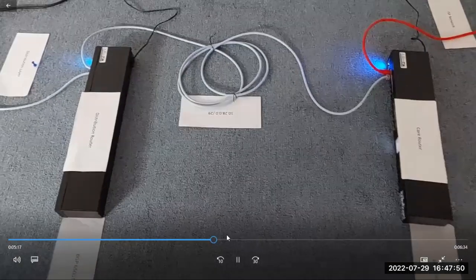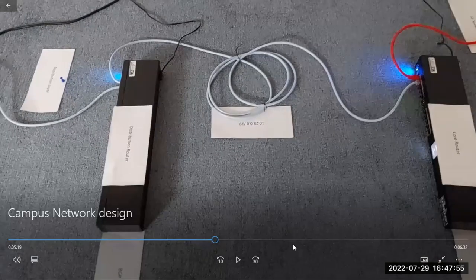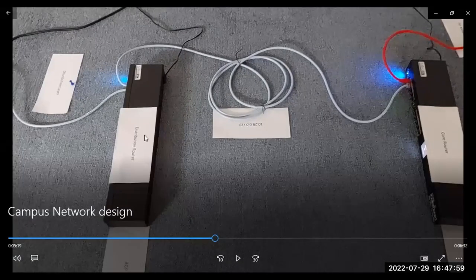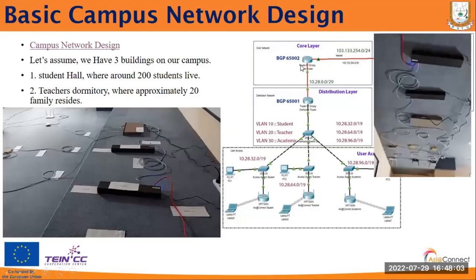As you can see in the logical diagram, the core router and distributed router, these two devices are connected to our network, right? And it is implemented through the logical layer. So let's go to our video.